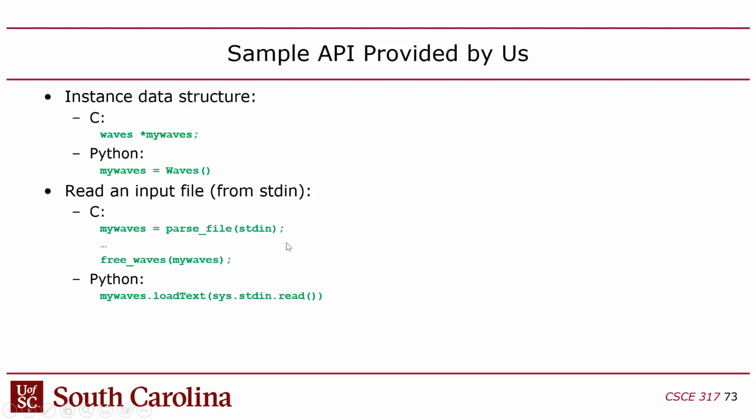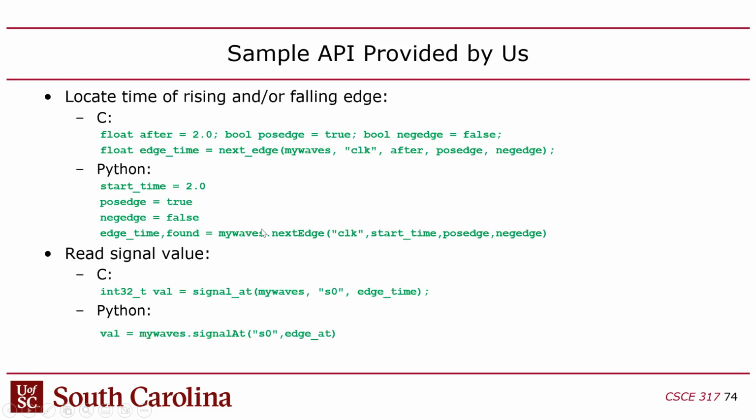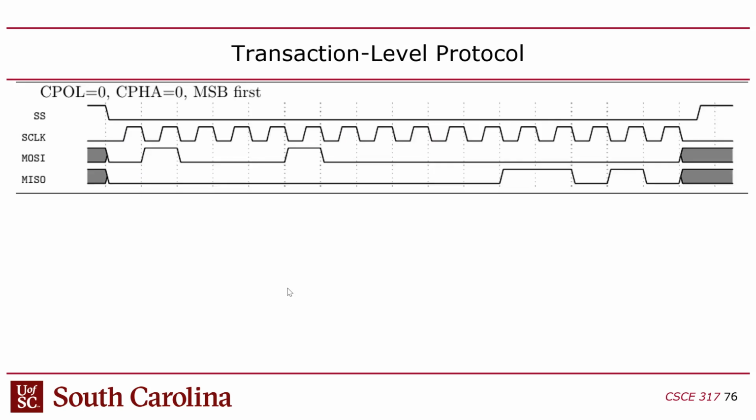You want to use, generally, standard in. Now, you could use a file pointer here in your code, but the problem is that our grading script assumes that you're reading the data on standard in, so you should use standard in. And then there is a function to find the next edge, the time of the next edge relative to some current time in the file. And then you can also read the signal at a time. So between those two functions, you will have the ability to decode these SPI exchanges and transactions.